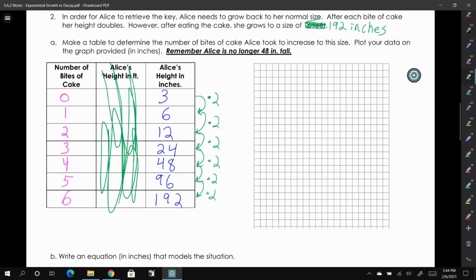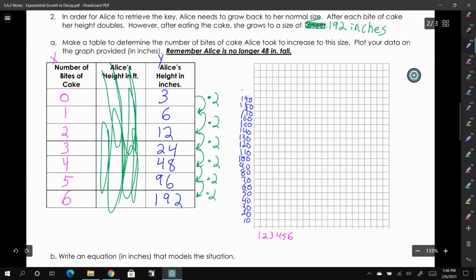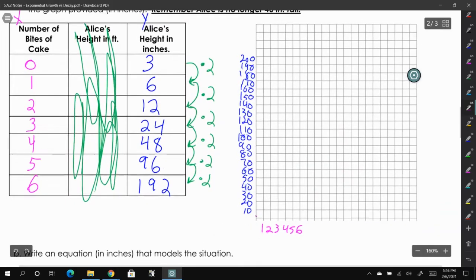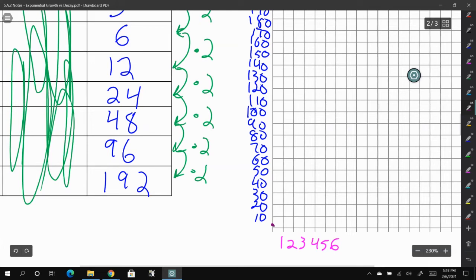And we're going to graph this as well. So on the x-axis, we'll do the number of bites of cake. And then in the y-coordinates, we're going to go up by tens. Going up by 3s like we did last time, we would not have enough room on this graph. And you're going to find that for the first couple points, it's going to be hard to plot those points. And that's okay. You're just going to need to get close enough so that I can understand what those points are. So 0, 3, okay, that's going to be really close to the x-axis.